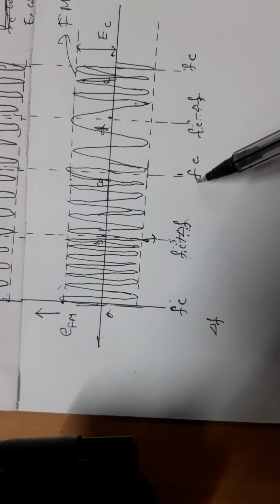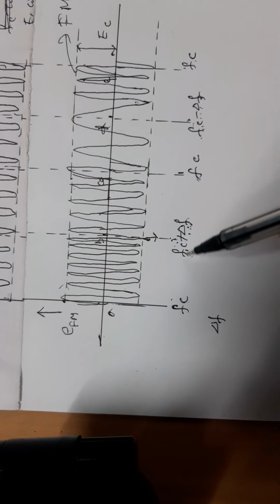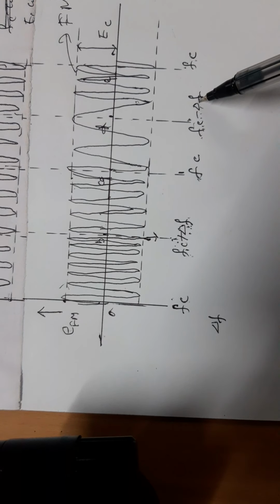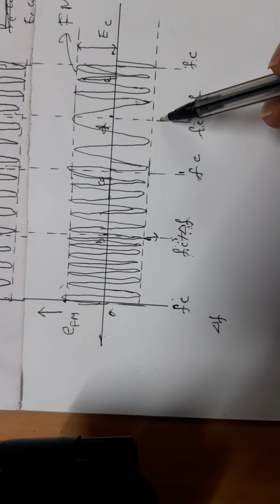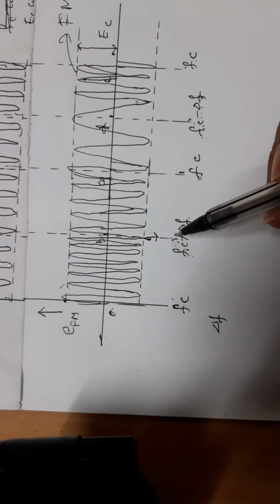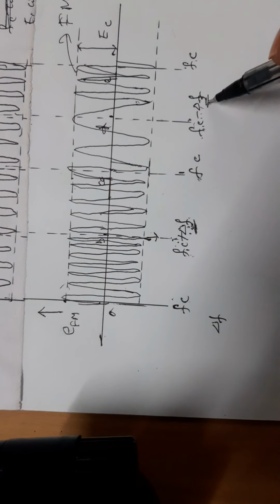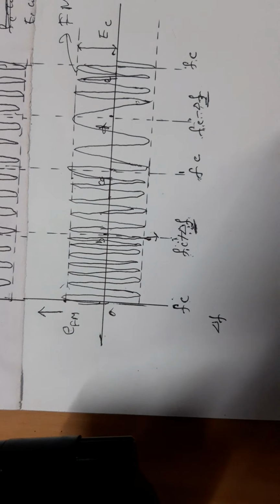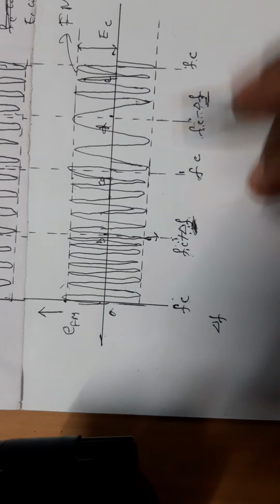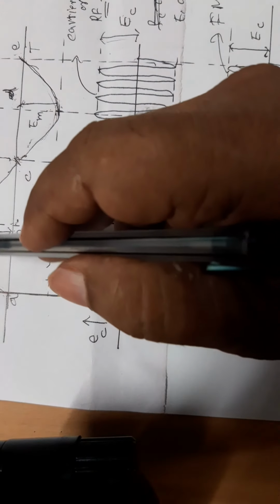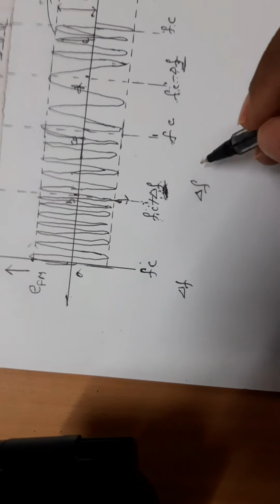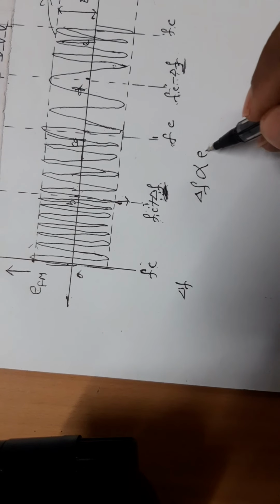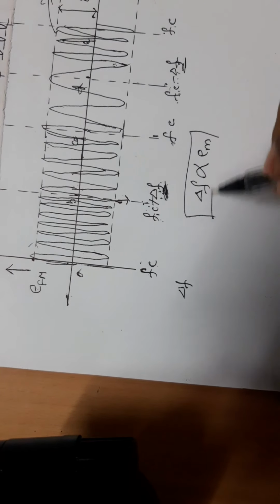Here Fc, here Fc, here Fc. But here it is Fc plus delta F, here it is Fc minus delta F. Therefore, there is a gradual increase here. Similarly, there is a gradual decrease here. That is deviation from Fc. Therefore, delta F represents the deviation in the carrier frequency after modulation. This deviation in frequency depends upon the amplitude. Therefore, we can write that the deviation frequency delta F is directly proportional to our modulating or message signal M.